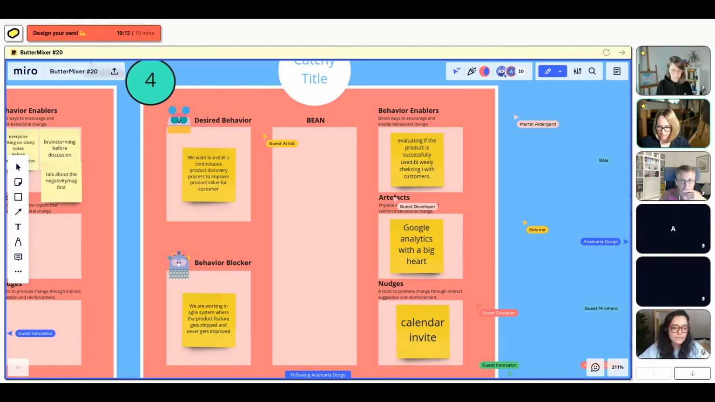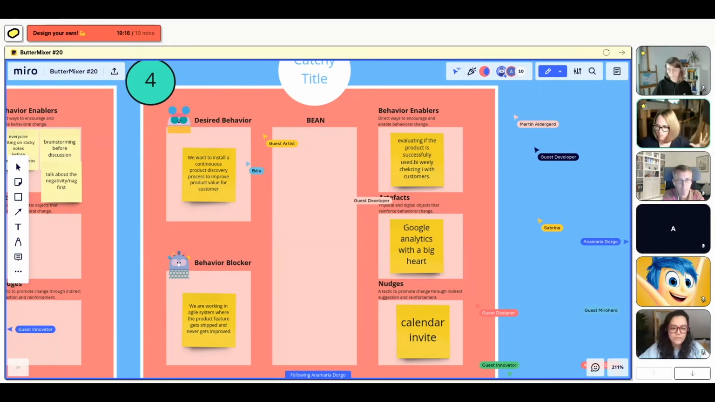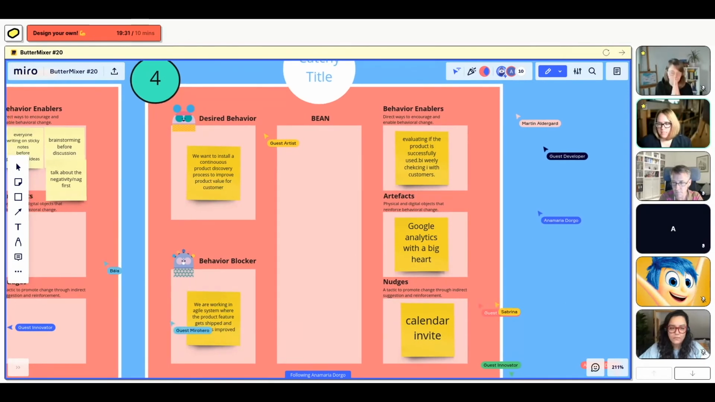Then as artifacts, there need to be the Google Analytics and something with a big heart. So it needs to be not like a daily grid, a daily sheet. There needs to be something different, something compelling where you see, oh, there's a heart. Oh, okay, it's nice. I want to work with it. I want to be there. And a nudge can be something like a calendar invite that pops up: okay, now you need to do this. And then you just do it. So these are the elements that you need for a bean.